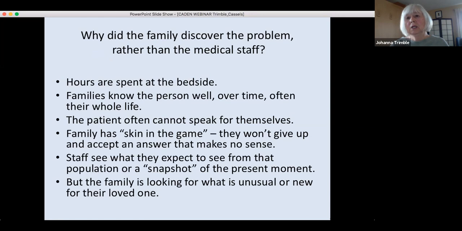So I guess the question that I have, and that many of you might have, is why did the family discover the problem rather than the medical staff?